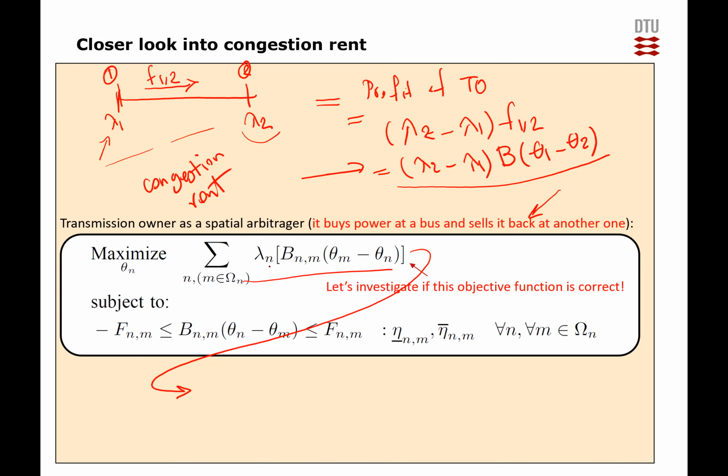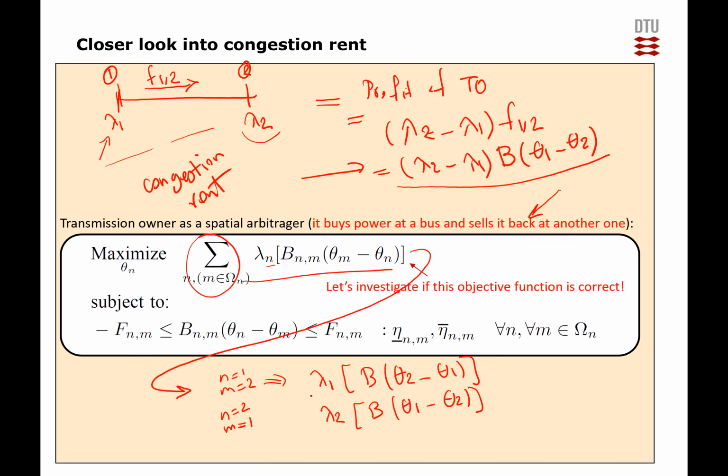Here, n takes 1 and 2, right? In our example, we have 2 buses. So when n is equal to 1, our objective function is lambda 1 times b times theta m. M here is 2. So when n is 1, m is 2, so theta 2 minus theta 1, right? And when n is equal to 2, m is equal to 1. So it's lambda 2 times b times theta 1 minus theta 2. And we have a sum, so we have their summation.